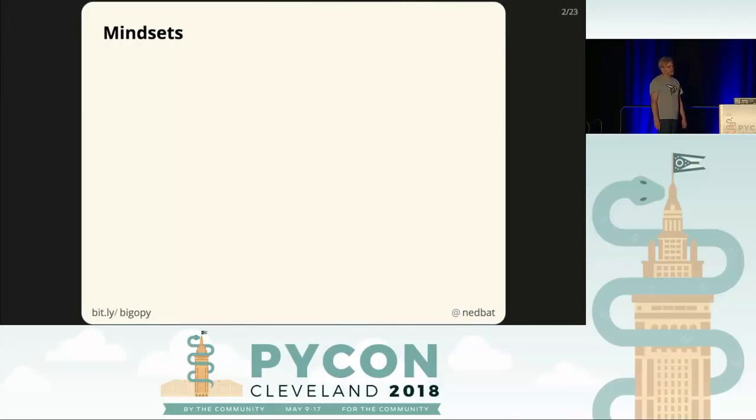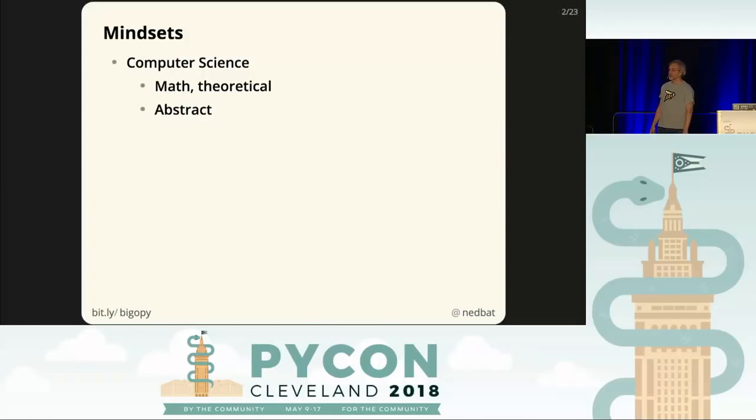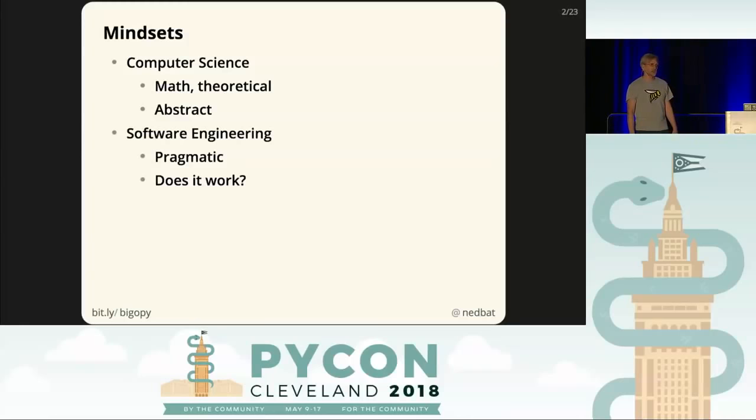So I've been writing software for a long time, and one of the things that interests me about writing software is that there are two mindsets that inform the process. The first is computer science, which is really a branch of mathematics, and so it's very theoretical. You do proofs, you think about very abstract concepts. The other mindset is software engineering, which is very pragmatic and is basically concerned only with whether you are writing software that works. How can we write software that works?